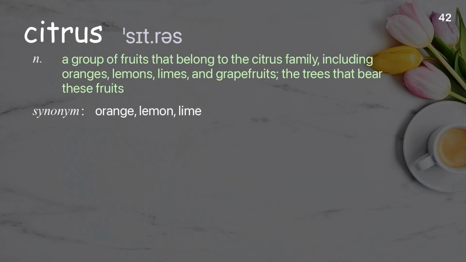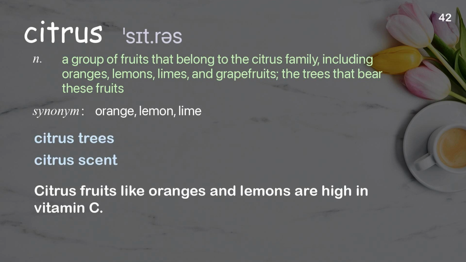Citrus. A group of fruits that belong to the citrus family, including oranges, lemons, limes, and grapefruits, the trees that bear these fruits. Examples: Citrus trees. Citrus scent. Citrus fruits like oranges and lemons are high in vitamin C.